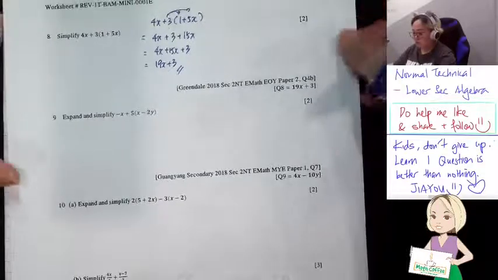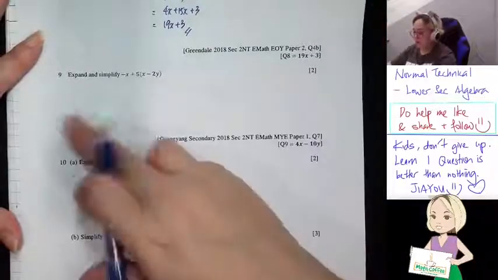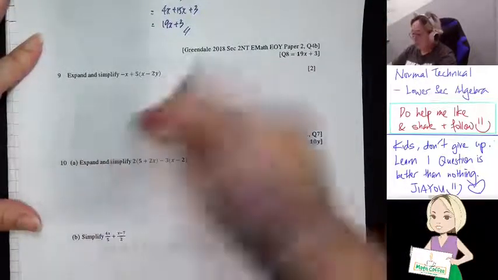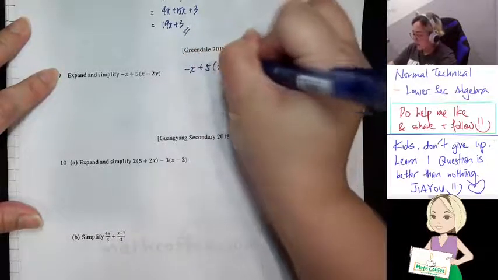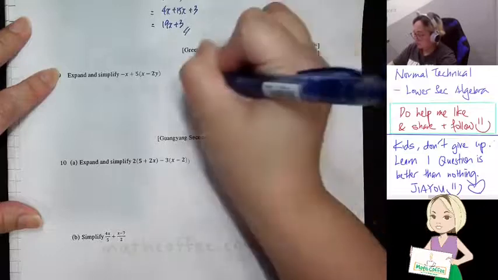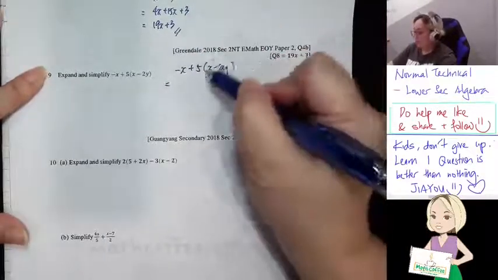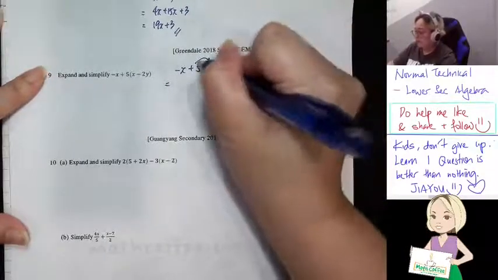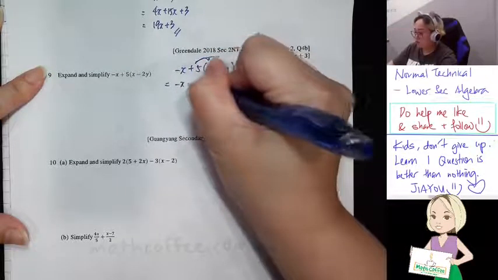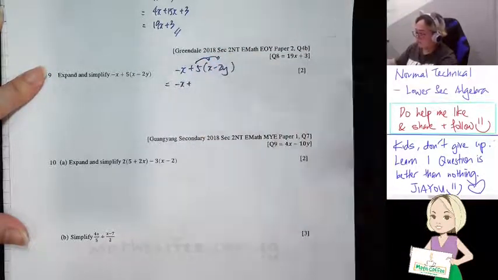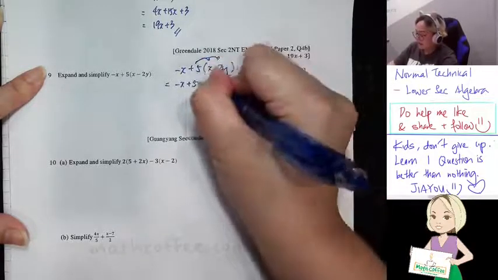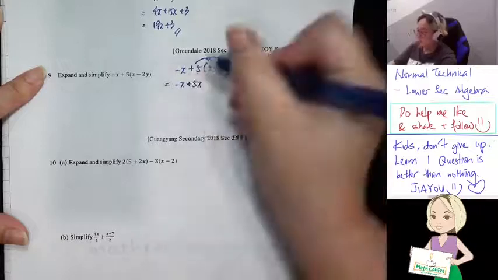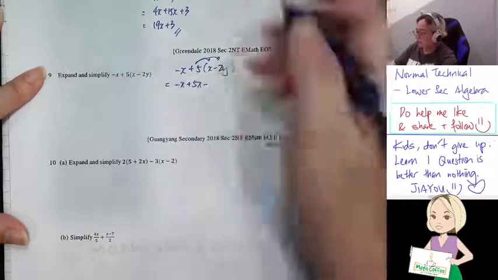Okay, let's move on. Expand and simplify. Okay, I'm going to write out the question first. So it is minus x plus 5 times x minus 2y. So I only need to do the rainbow for the bracket here. So minus x, no change, plus 5 times x, 5x. Positive times negative, negative. 5 times 2y, 10y.